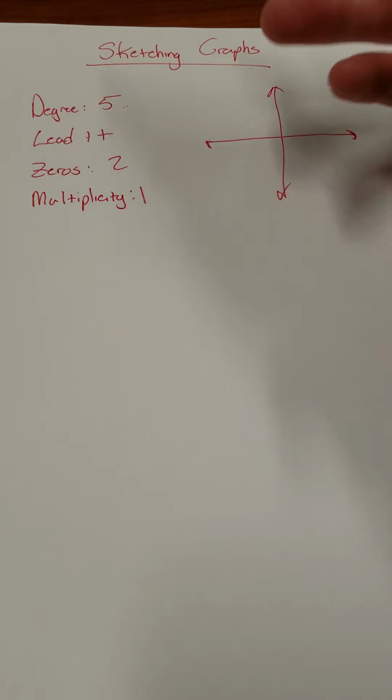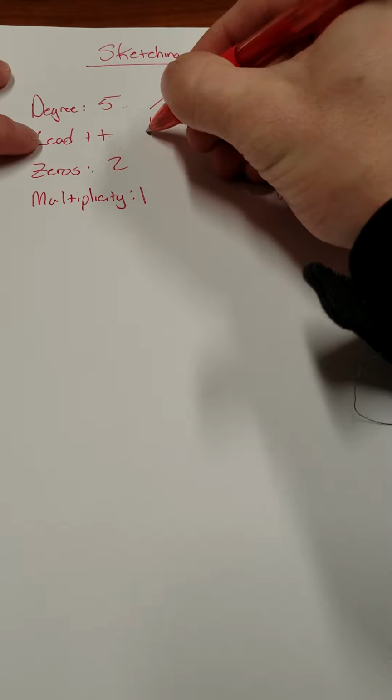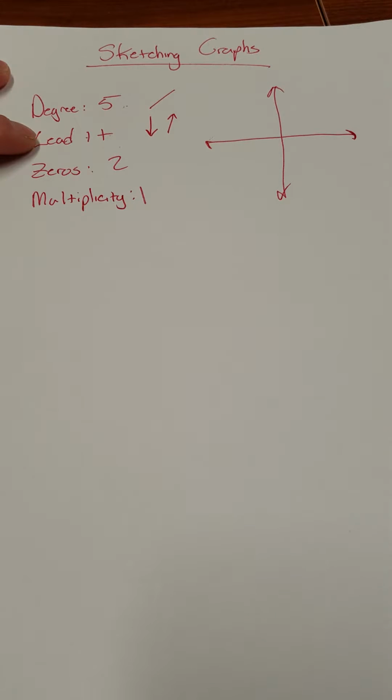Leading coefficient's positive. Well, think about it. We have an odd degree with a positive lead. Odd means it has the end behavior of a line, and then it's positive. So it's a line with a positive slope. So it looks like that. So that means my end behavior is down, up.